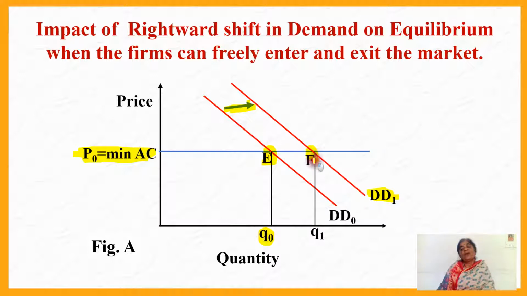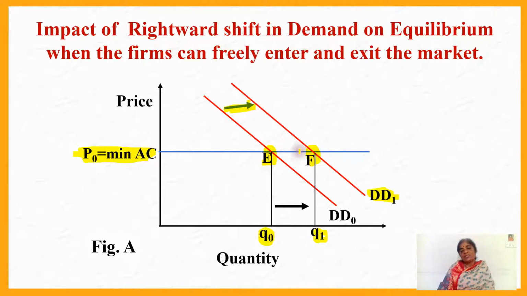Therefore, now after the entering of the new firms, finally it again reaches the initial price P0. At this initial price again, you can notice the supply has increased because of the entering of the new firms, because of the rightward shift.